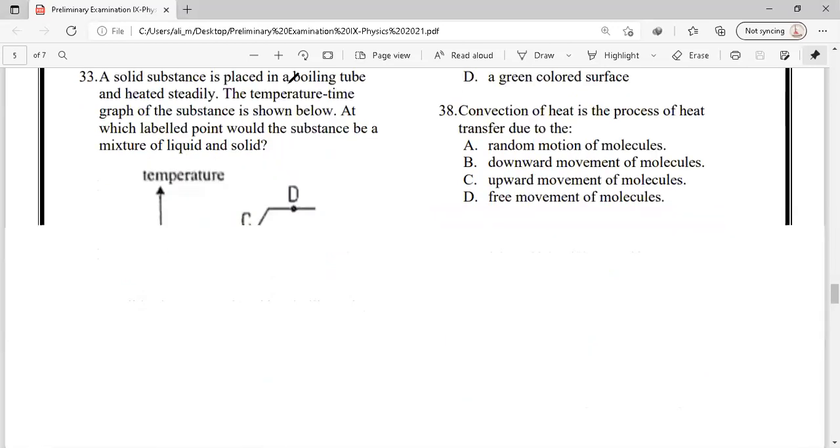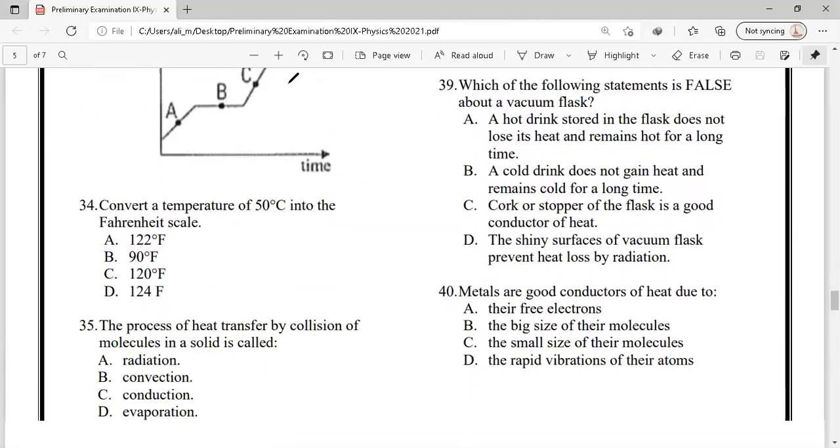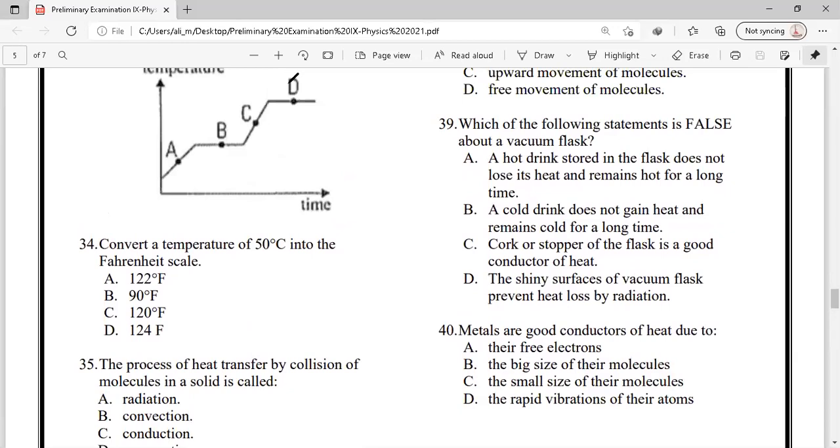Let's see our next questions, 39 and 40. Which of the following statements is false about a vacuum flask? A hot drink stored in a flask does not lose heat and remains hot for a long time.